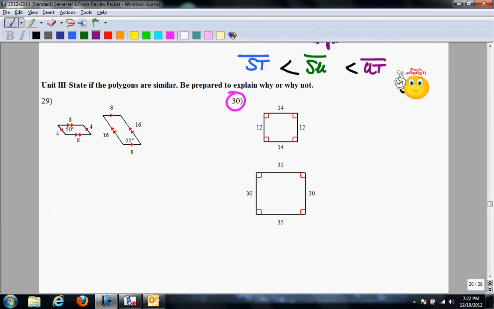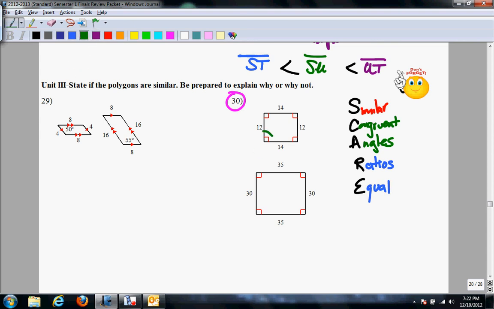Number 30 says state whether or not the polygons are similar, explain why or why not. The test for similarity is SCARE. And SCARE means similar means congruent angles, ratios equal. Congruent angles, similarity means congruent angles, ratios equal. So first, let's check for congruent angles. Obviously here with right angles, the angles match. So let's now check our ratios.